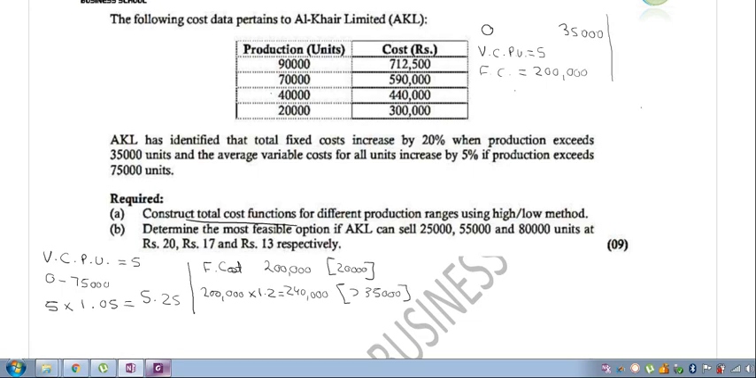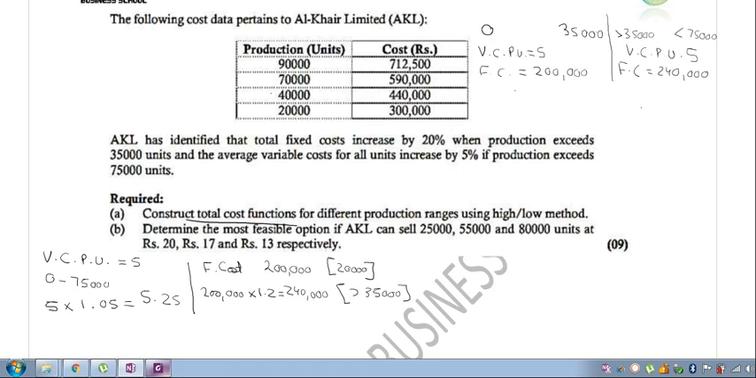If I cross 35,000 units, that is, if I produce greater than 35,000 units and my production is less than 75,000 units, because at 75,000 units variable cost per unit is changing, my fixed cost will now be 240,000 and my variable cost per unit will stay the same because it doesn't change till 75,000 units, therefore it will be 5.